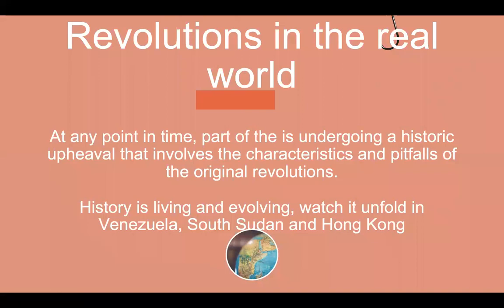Now, revolutions in the real world, at any point in time, part of the world, a country or an area is undergoing a historic upheaval that often echoes the characteristics of the original revolutions. So France, Russia, China, and America. If you want to look right now at Hong Kong or Venezuela or the war in South Sudan, you'll see not all but parts of the old revolutions, and through that you can understand why we learn about them, because history is a living thing and it often repeats, and we can learn from and predict using history.